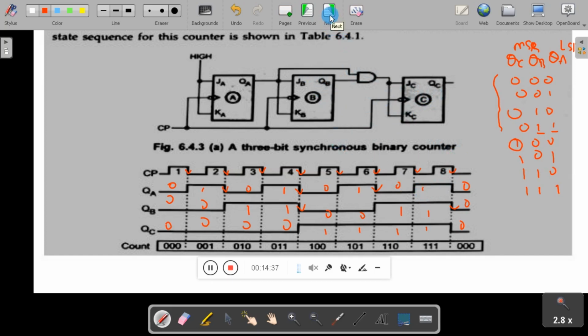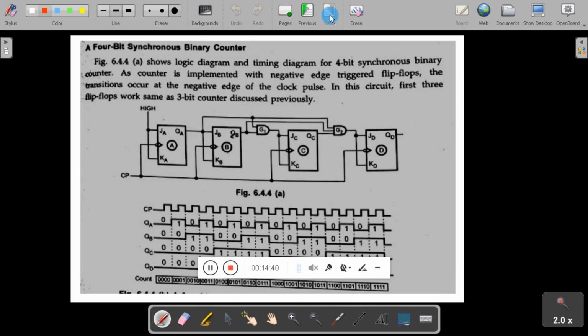So which is the next one here? Next one is a 4-bit binary counter. 4-bit in the sense that we are going to use 4 flip-flops here. And please students, make a note: 4 flip-flops means 4-bit, and when you use 4-bit, it is 2 raised to power 4, which is 16. That means you will have 16 states. It starts from 0000 and ends at 1111.